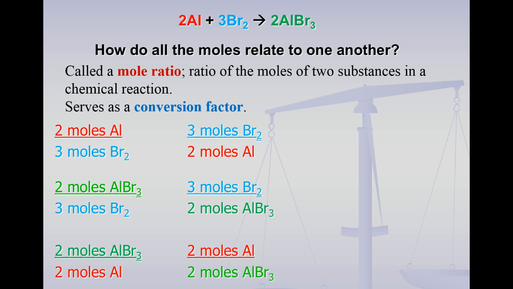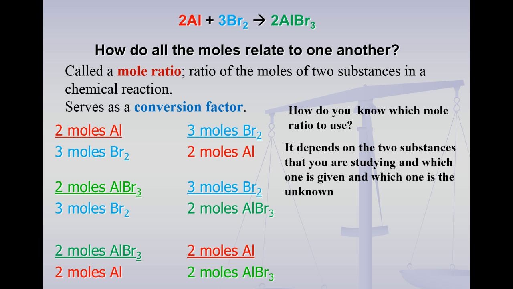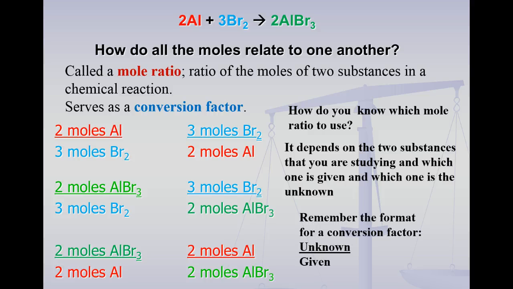The question is, in a problem, which one do you use? And that is dependent on the 2 substances that you're studying, which one is the given, which one's the unknown. And when we set up the conversion factor, as in the past, when you do a conversion problem, you always put the unknown over the given.